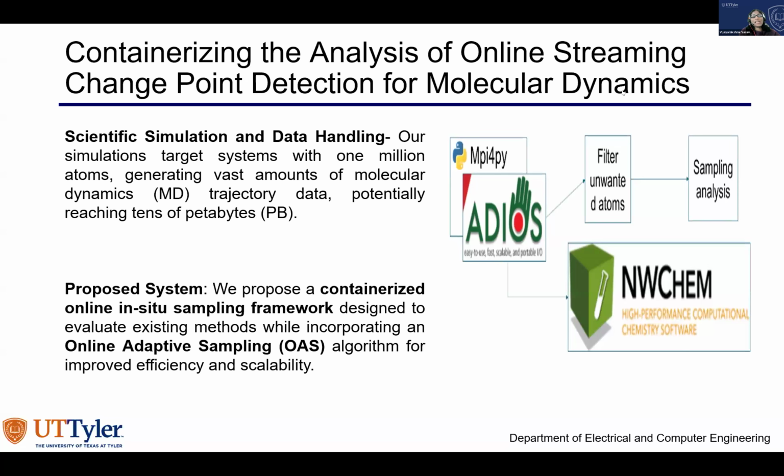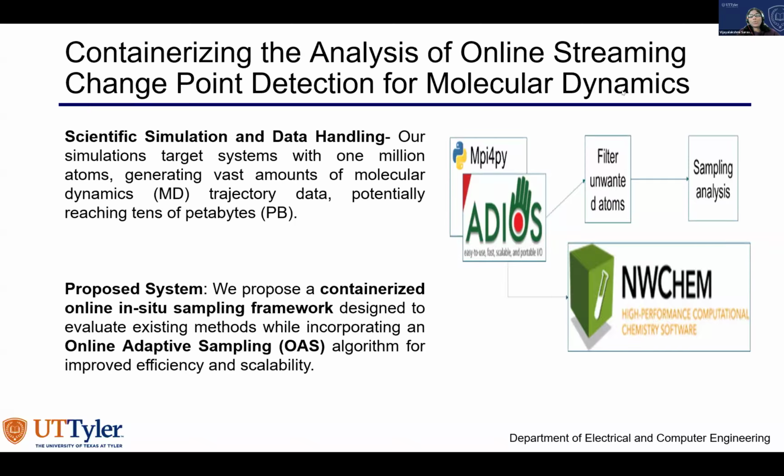So for the use cases, as I mentioned, we take one use case from Brookhaven National Lab, where the data is derived from NWChem molecular dynamics trajectory data. We utilize the scientific simulation and data handling from NWChem, which is high performance computational chemistry software that produces petabytes and terabytes of data.